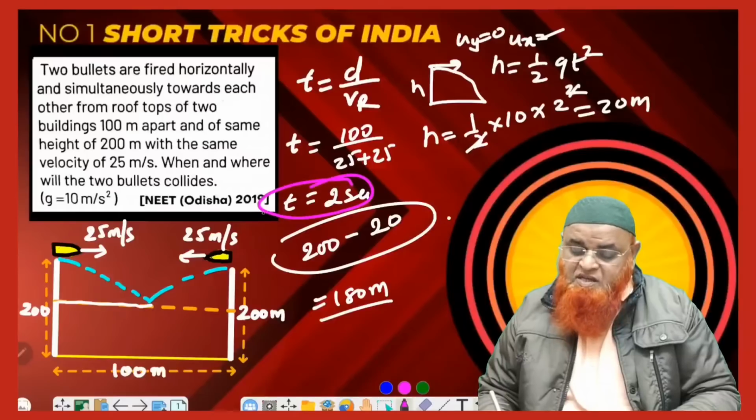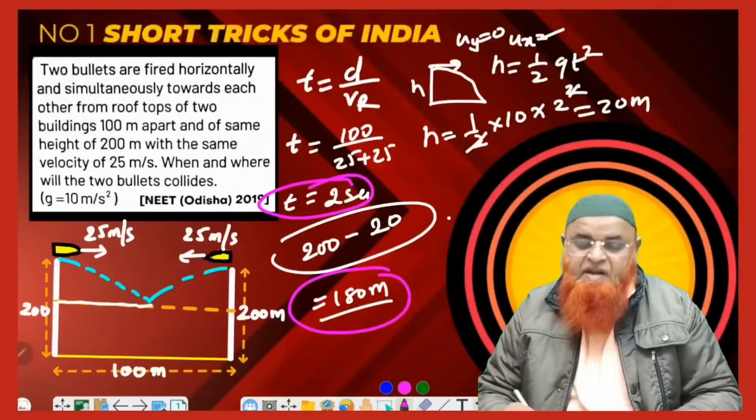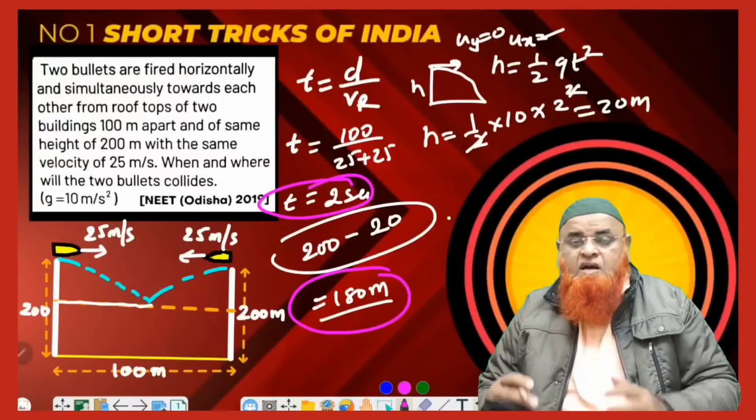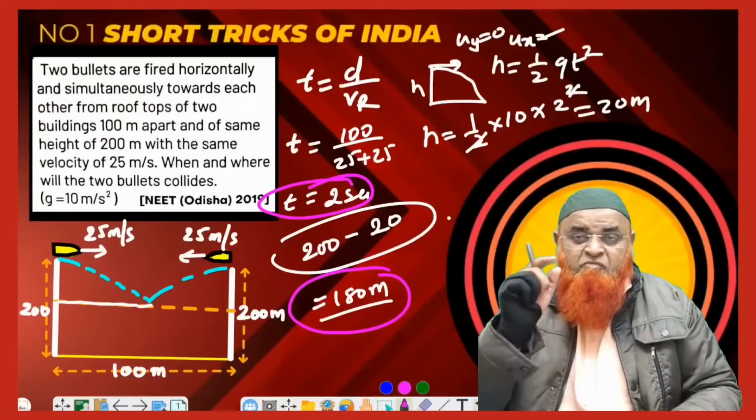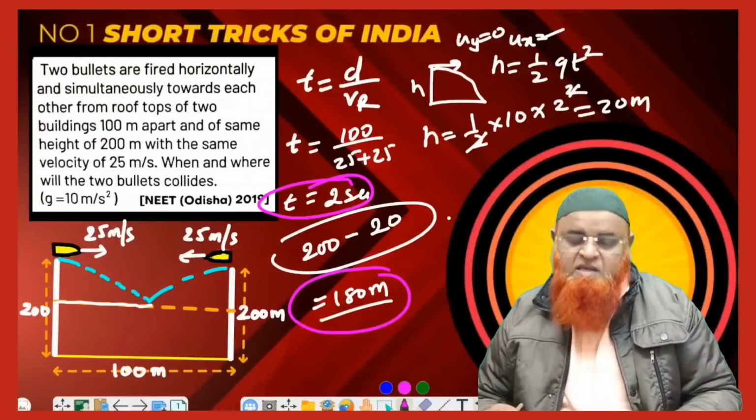So we got the two answers here. One is after 2 seconds they are meeting. Other is after 180 meters from the bottom of the ground they have met. So this is going to be your correct answer.